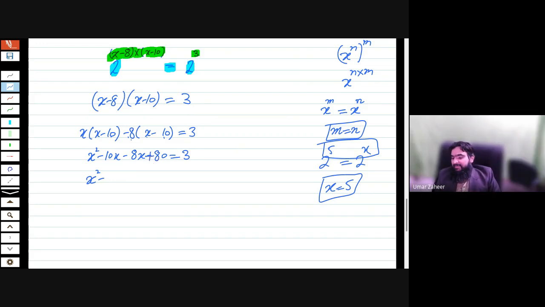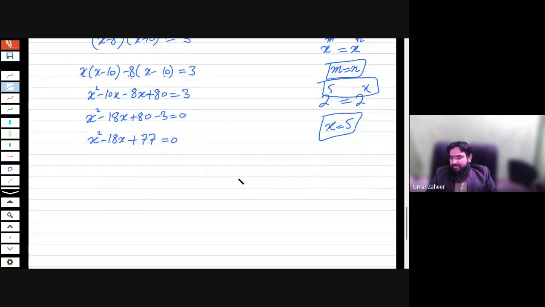Very good. Thank you. x squared minus 18x plus 80 minus 3 is equal to 0. So I will get x squared minus 18x plus 77 is equal to 0. Now it's a quadratic equation. Obviously, you have multiple ways, but we are doing the worksheet of the midterm ranking, so we have to do it by the middle term.